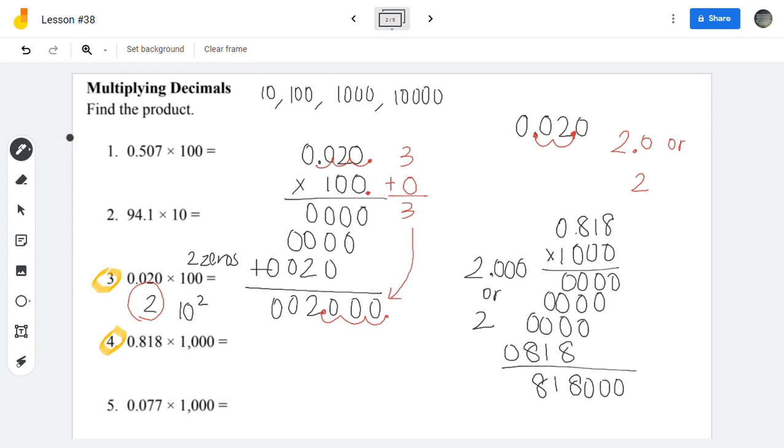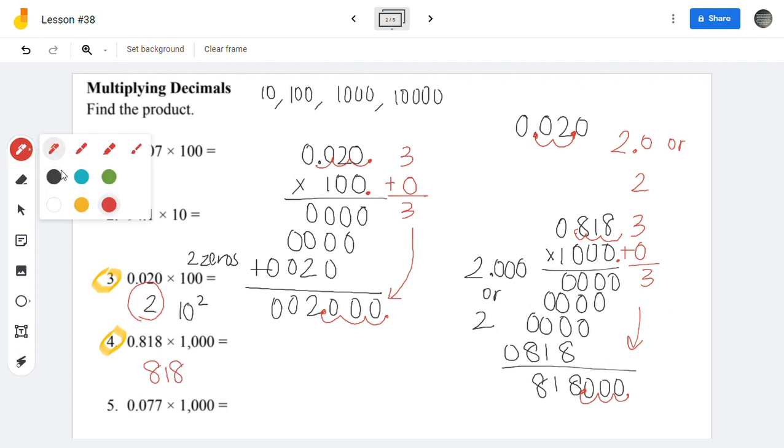Now from here, I'm going to determine where to place the decimal place in my final answer. I see that the first number moved 3 times to the left, and this one 0 times to the left, so that will be 3 again. So I'm going to move the decimal 3 times to the left, 1, 2, 3. So you should get 818, and we're going to double check our answer with our shortcut. So 0.818.